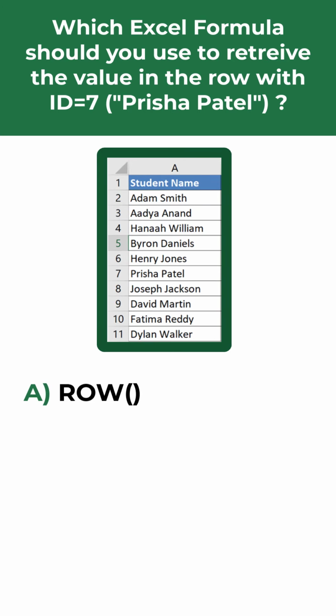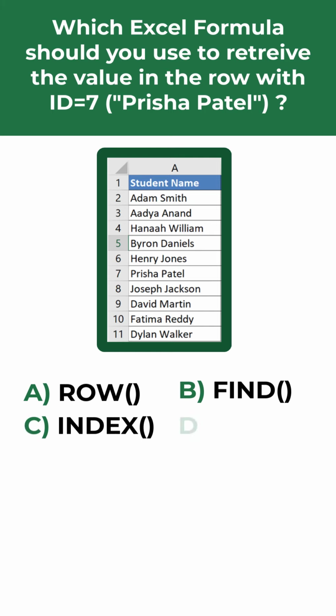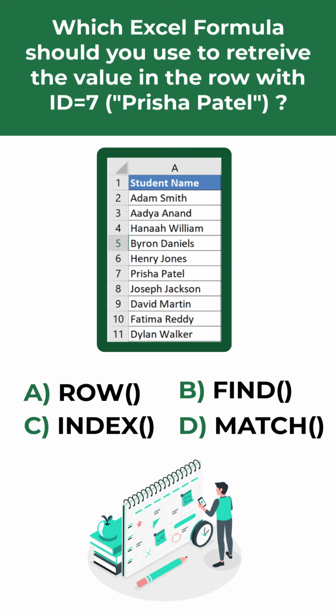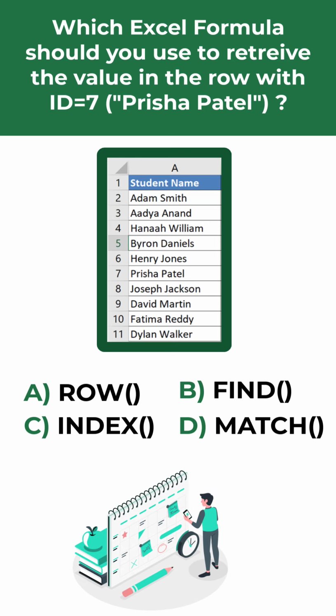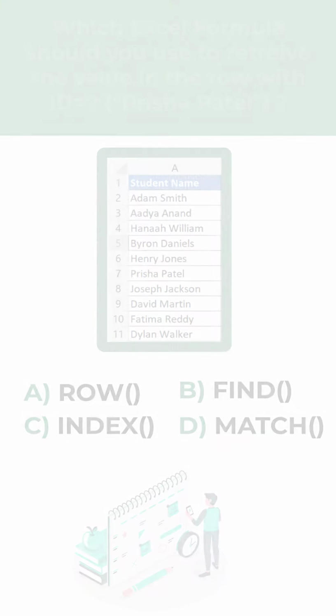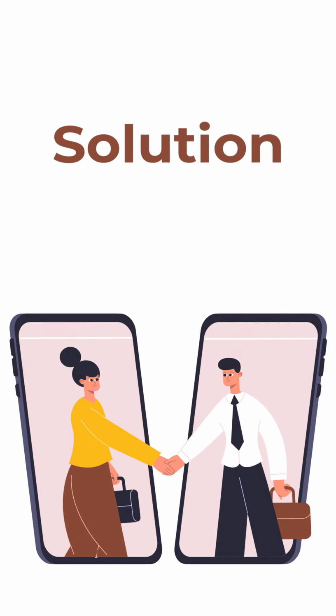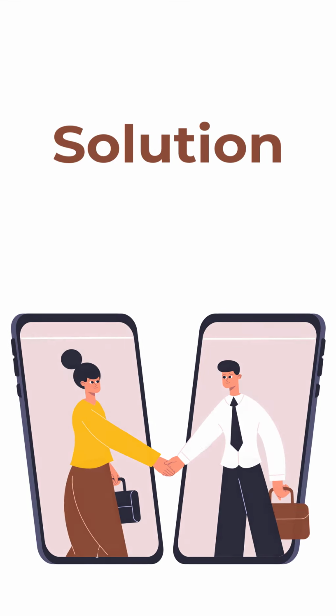Choice A, formula ROW. Choice B, formula FIND. Choice C, formula INDEX. And choice D, formula MATCH. Do you see the answer? Give yourself a little bit of time, maybe 10 to 20 seconds. See if you can pause this video to come up with the right solution. Ready or not, I'm going to move forward and share with you the correct solution to this problem.